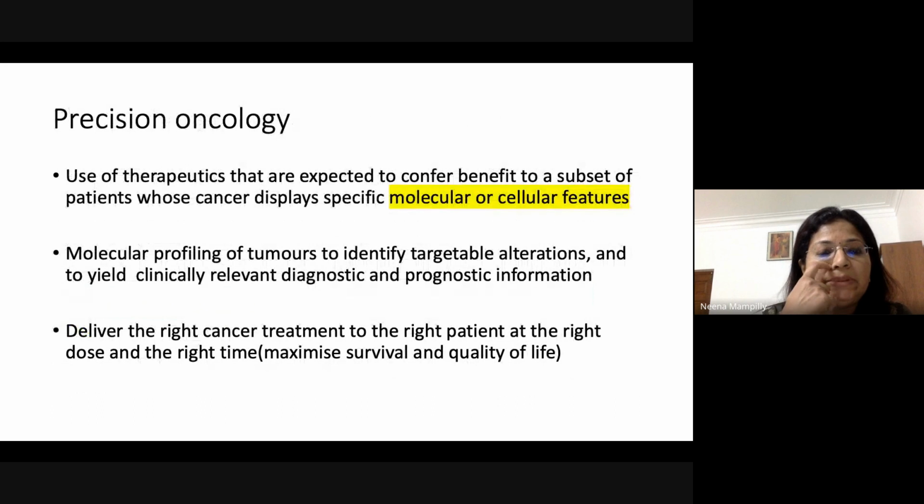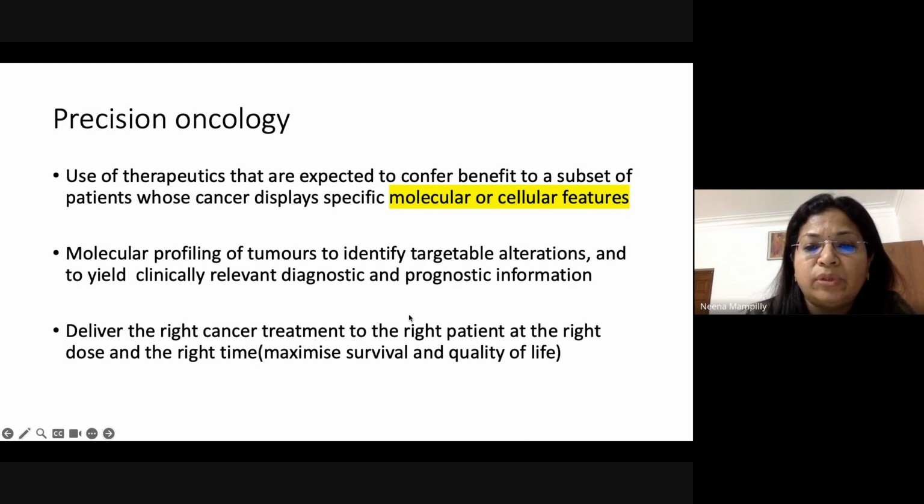So what exactly is precision oncology? It's the use of therapeutics that are expected to confer benefit to a subset of patients whose cancer displays specific molecular or cellular features. Basically, molecular profiling of tumors to identify targetable alterations and to yield clinically relevant diagnostic and prognostic information. So, it is to deliver the right cancer treatment to the right patient at the right dose and the right time, in effect, to maximize survival and to ensure quality of life.